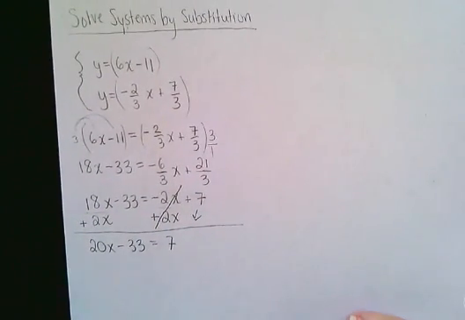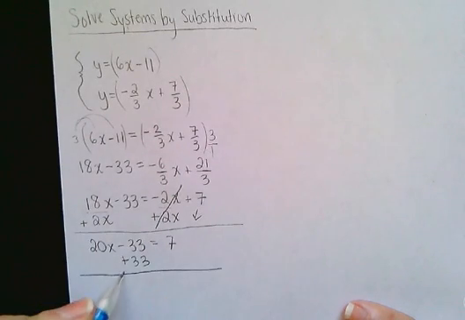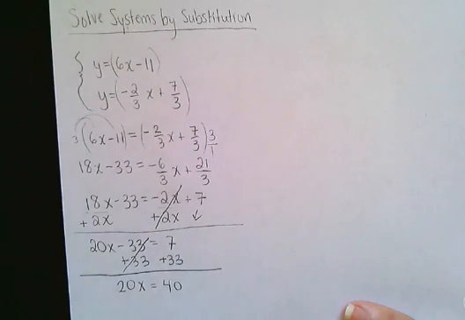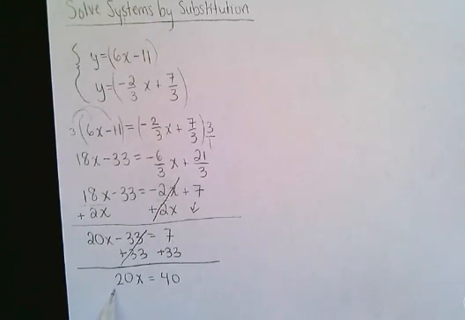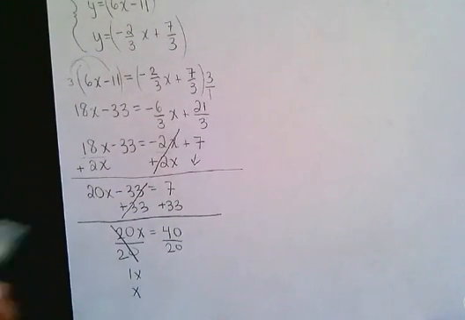Now it looks a little bit simpler. I need to move also the negative 33, and I can do that by adding 33 to it to cancel it out, to make it 0, which means I also must add 33 to the other side. So 7 plus 33 is 40. So I have 20x equals 40. Now, in order to get the x by itself, I have to get rid of the 20 that's multiplied by it. So I do the opposite of multiplying, and I divide both sides by 20. And it cancels out. It becomes 1x, or just x, and x is equal to 40 over 20, which is 2.